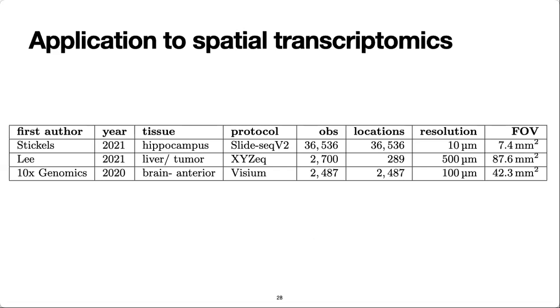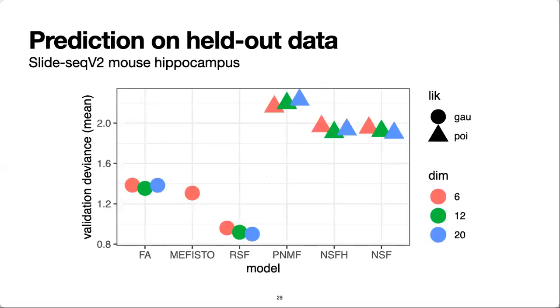Okay, so now let's look at some real data. I have 3 example data sets here with different characteristics. We had a SlideSeq version 2 with over 30,000 spatial locations. Here the scalability was critical, and it has essentially single cell resolution in terms of the spatial resolution. We also had XYZeq, which had a much coarser spatial resolution and multiple cells at each location, as well as Visium, which was essentially intermediate between those 2 extremes. And I already showed you the histology of the Visium slice.